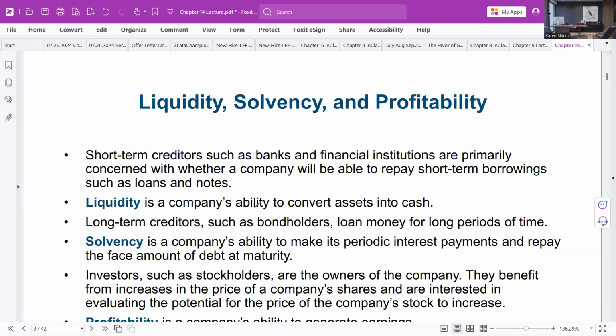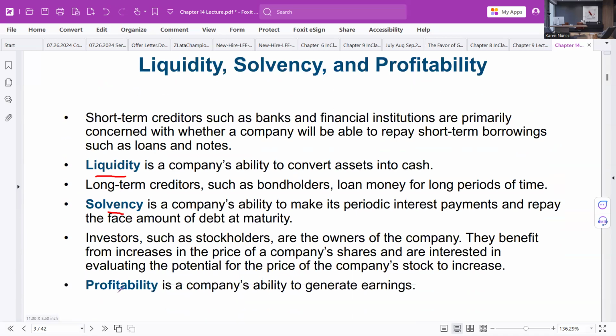Liquidity measures a company's ability to convert assets into cash. Solvency, on the other hand, looks at a company's ability to make their interest payments and to pay their debts. And finally, profitability looks at a company's ability to generate earnings or profits.